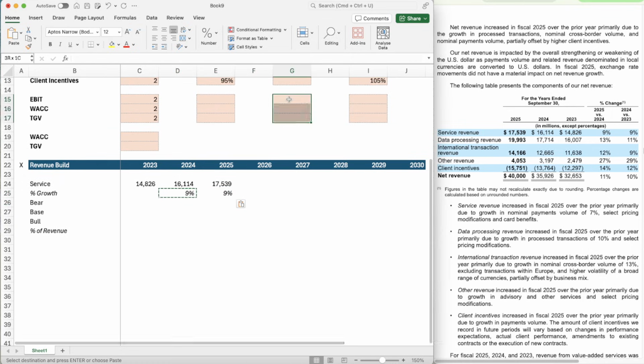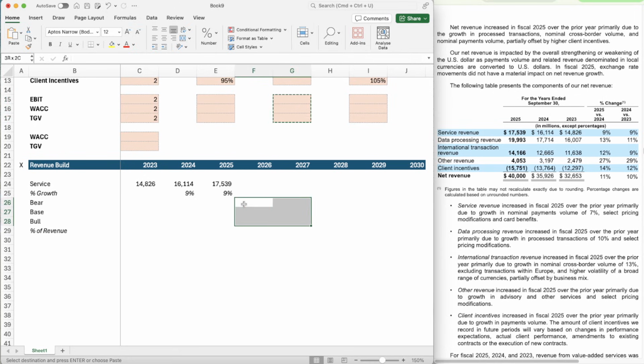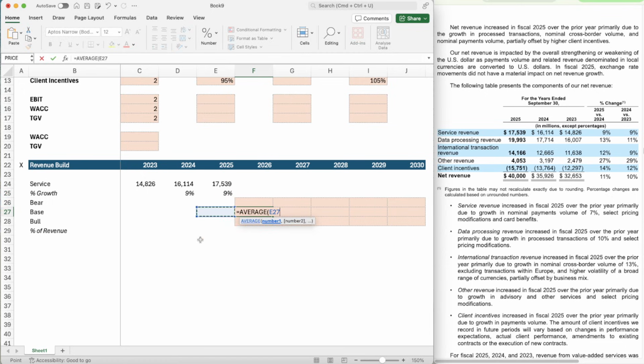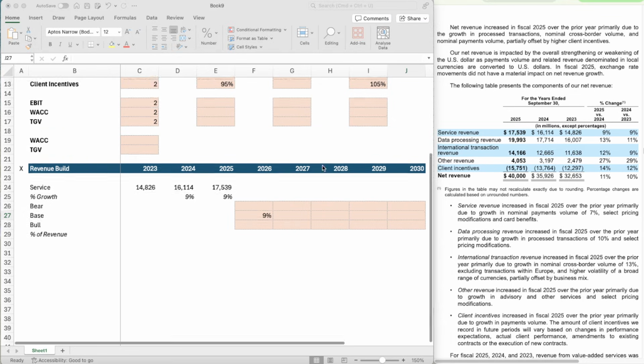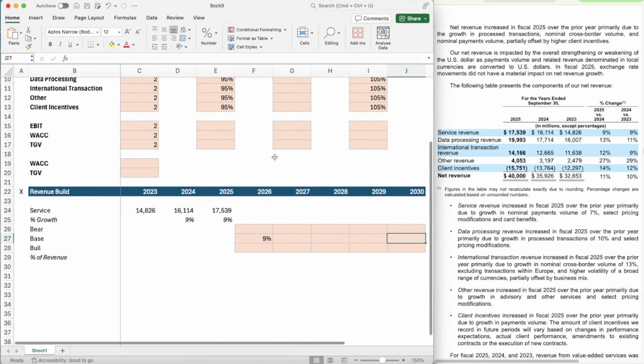Then we are going to now start forecasting out for the revenue segment. We'll take the average of those last few years to forecast for next year. Then going ahead, what we will probably say that this will be is, let's say it goes to 8.5%.